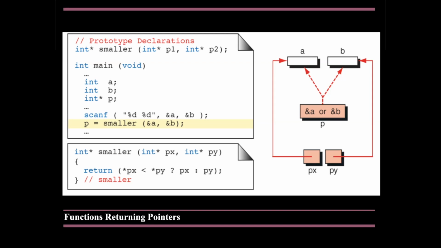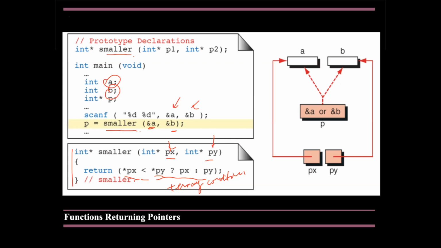This example illustrates passing by pointer here, the address of A and B, which we get from user entry. This smaller function, which is declared right here and defined right here, actually uses what we call a ternary condition. This is dereference px, dereference py. So these are passing by pointers. So both px and py point to the original variables a and b. So these a and b are global variables in relation to the location of px and py here in code.